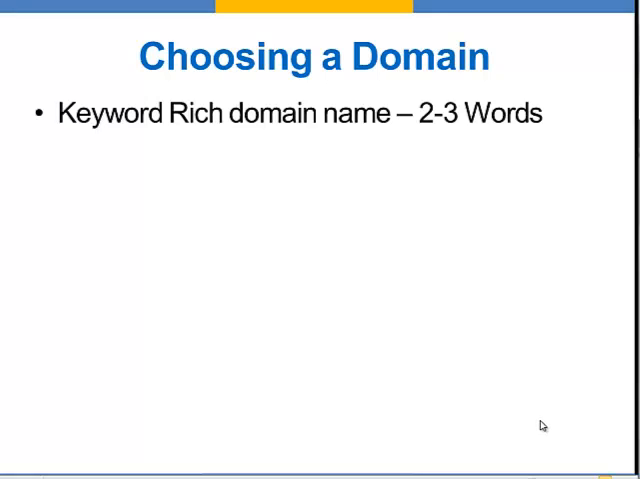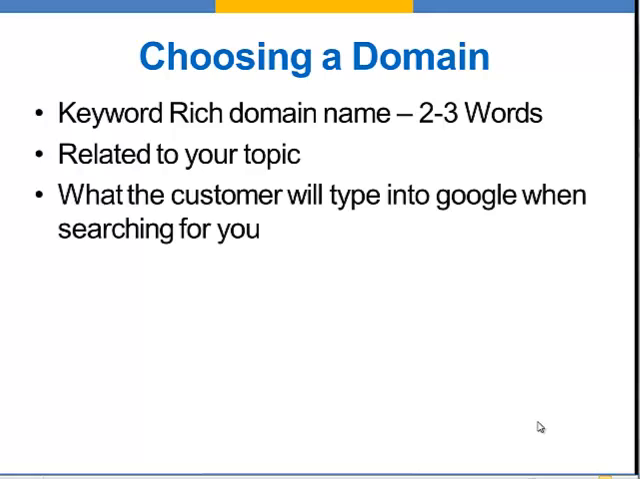Now, when you're choosing a domain, it needs to be keyword rich. So 2 or 3 words is good, and as I said, it needs to be related to your topic, and it's what the customer is going to actually type into Google for you. So for example, let's use yourself. When you first came to the company, what keywords did you search for? For me personally, I typed into Google how to get rich, financial education Australia, make money from home, work from home, all of those things, because they're the things that I was looking for. I was trying to solve a problem.